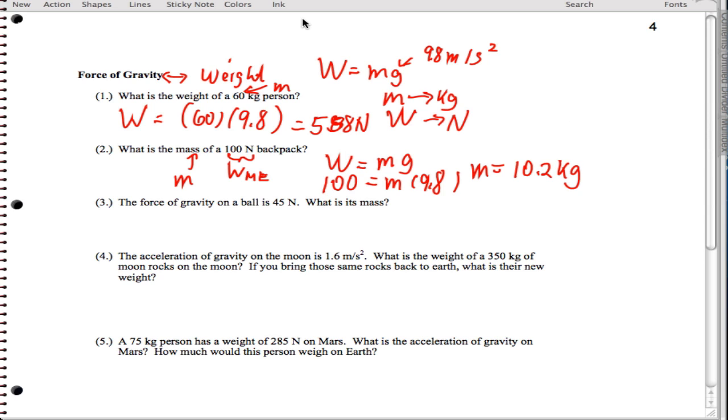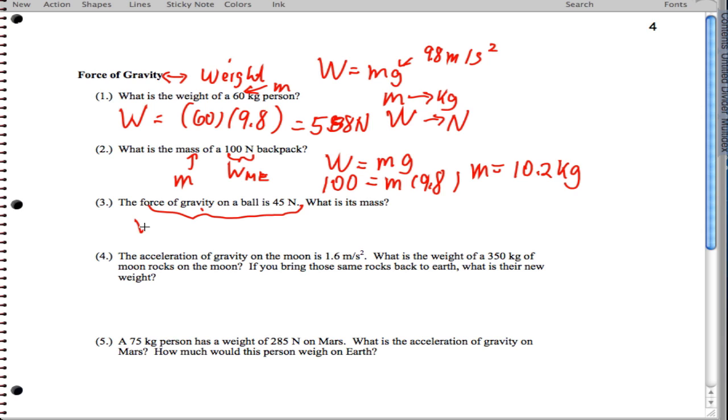Okay, and continuing on, we have the force of gravity on a ball is 45 newtons, and we want to know its mass. So once again, I think a lot of people, when they do weight problems, they assume that weight is some kind of unit conversion for mass, and it's actually not. So we always switch the terms force of gravity and weight around, even though they mean the same thing, to constantly remind you that weight is a force. It's the effect that Earth has on an object.